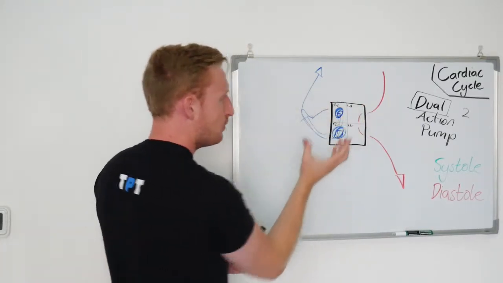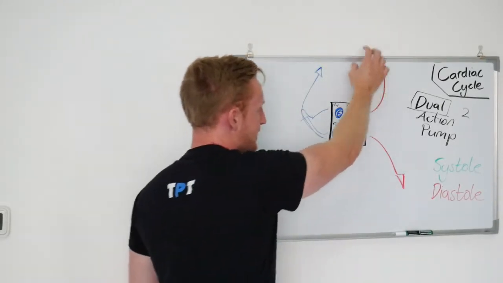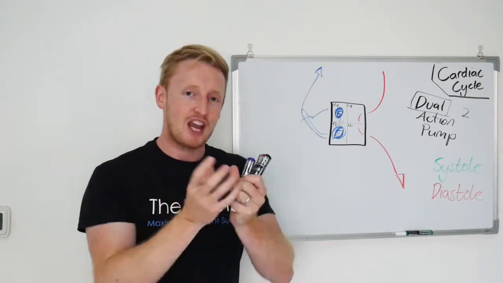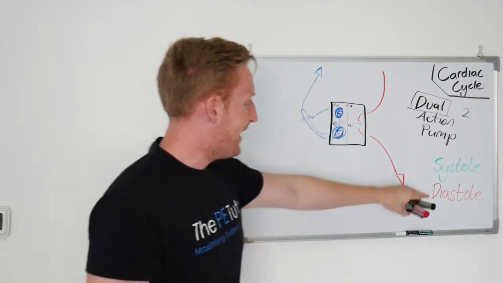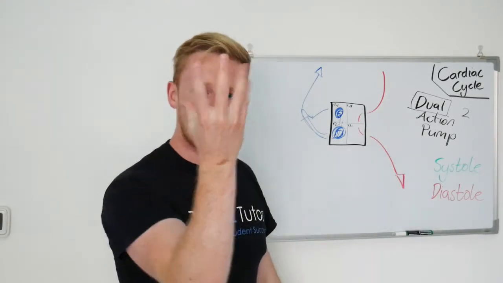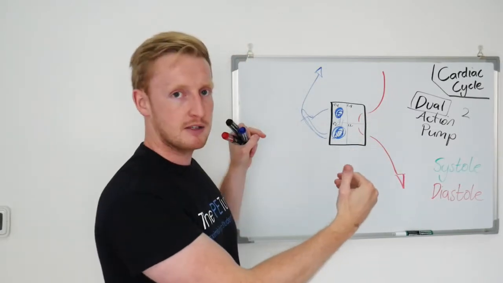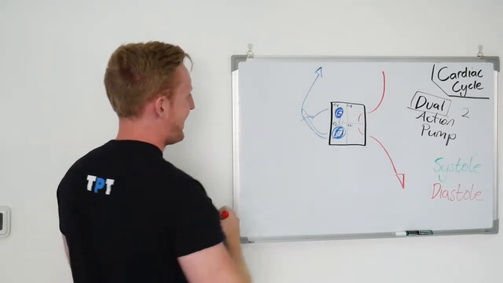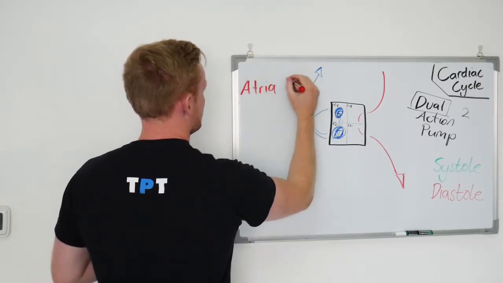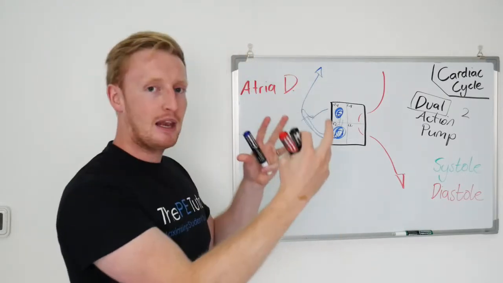So in order to fill the atria with blood, so the vena cava is bringing blood back and the pulmonary vein is bringing blood back, in order to actually allow blood in, the chamber has to be in relaxation. It has to be in diastole. Because if it was in systole, it would be squashed. There'd be no space, the pressure would be too high and the blood wouldn't be able to enter. So we'll start off with atria diastole. Atria D. Okay, atria diastole, and they begin to fill up.